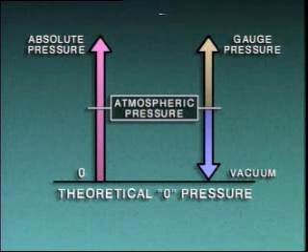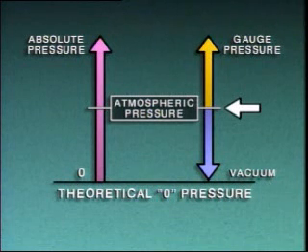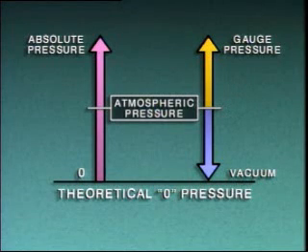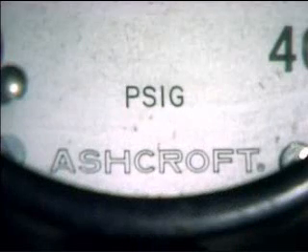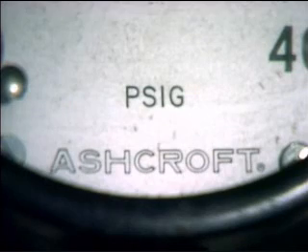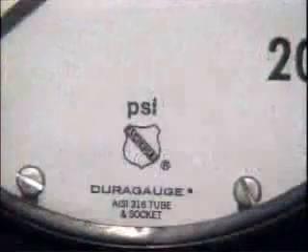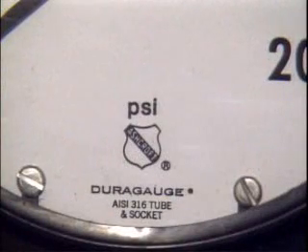Another type of pressure scale is the gauge pressure scale. The gauge scale starts at atmospheric pressure rather than at theoretical zero pressure. Since atmospheric pressure serves as the starting point, it's given a value of 0 on the gauge scale. On an instrument that uses the gauge scale, pressure is indicated in pounds per square inch gauge, or psig. But sometimes gauge scale values are expressed simply as psi.